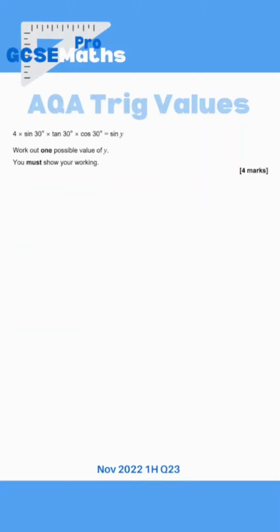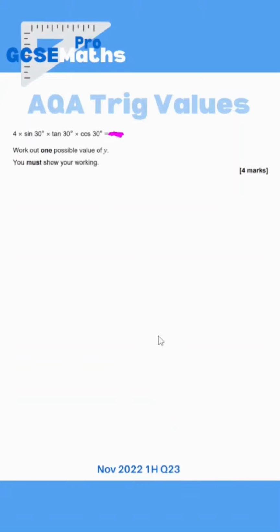Do you know how to tackle these AQA trig value questions, which pretty much always come up on the non-calculator higher tier paper? So we've got here 4 times sine 30 times tan 30 times cos 30 is the same thing as writing sin y. Work out one possible value of y.